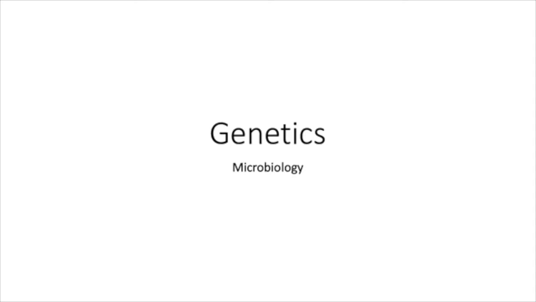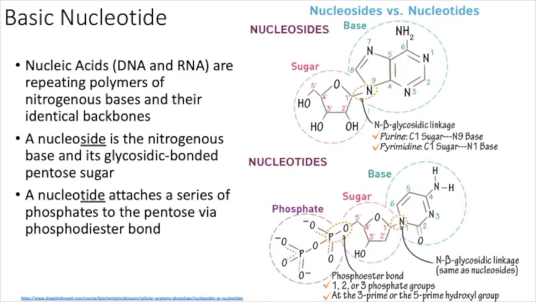All right, everybody. So today we're doing some genetics. Let's get into it. So nucleotides, we've talked about before. Nucleic acids are a biomolecule. DNA and RNA are what we're basically talking about. They're just repeating polymers of nitrogenous bases, which sounds super smart, but basically they're just these molecules that keep repeating over and over again. That's what a polymer is.